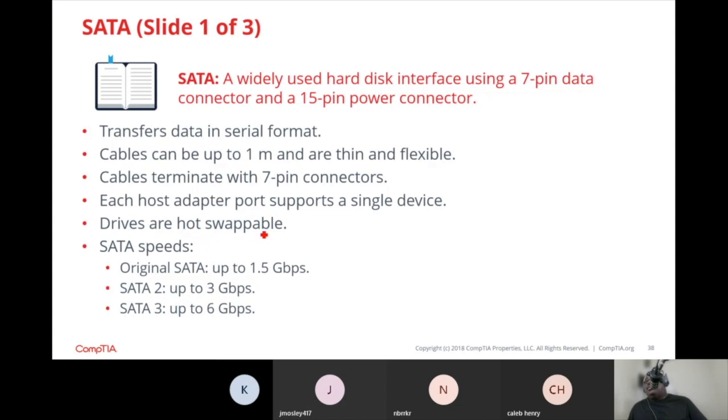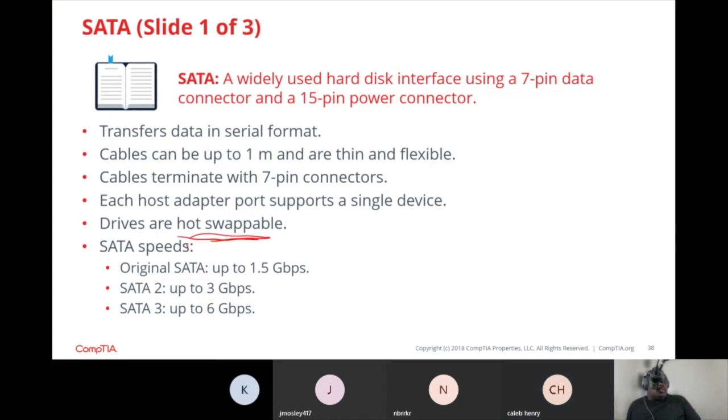What does that mean? Anybody knows what hot swappable means? You don't have to turn your system off. Correct. That part.